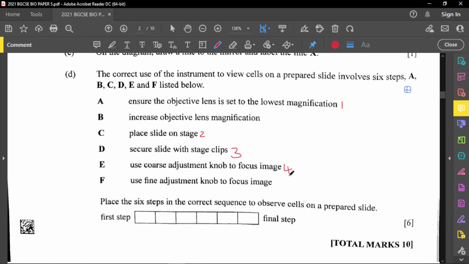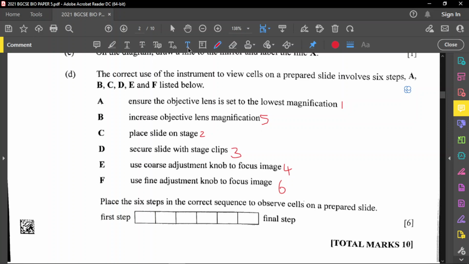And then the next thing you can do after you do that, then you can increase the objective lens now. So after you finish the coarse adjustment knob, then you can always go back to the objective lens. You can increase it by a larger magnification. And the final thing you want to do is to adjust your fine adjustment knob, and that is what's going to give you your sharpness or really focus on the object properly.